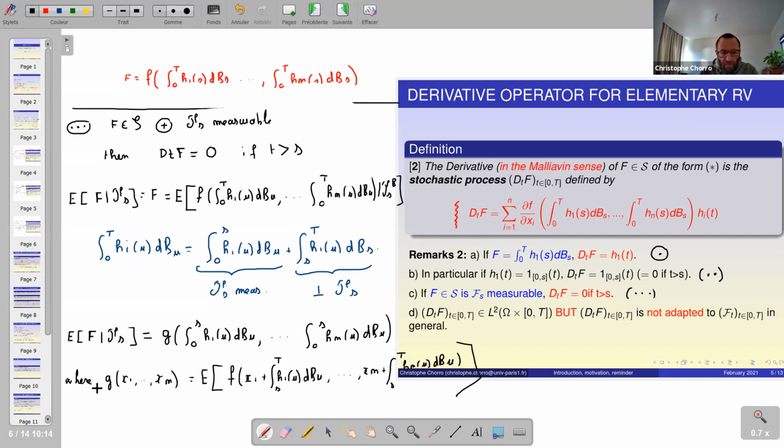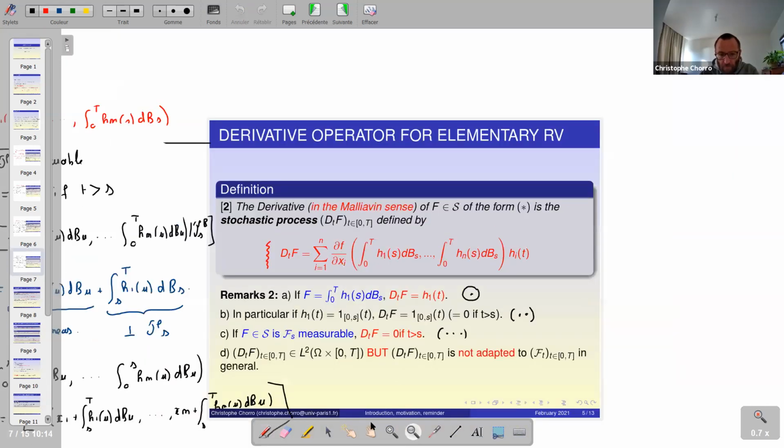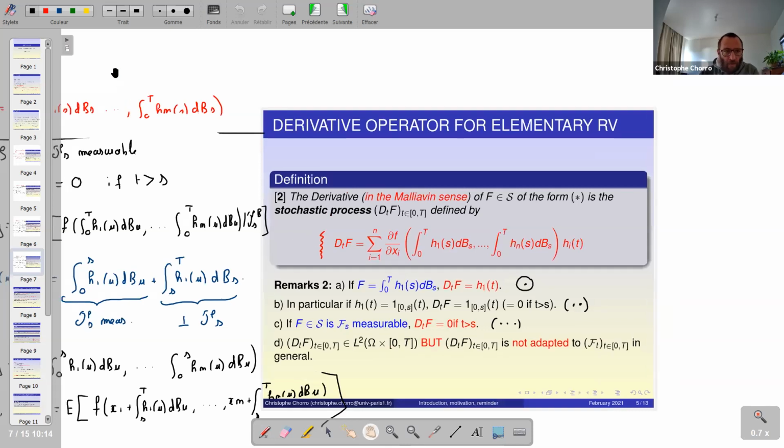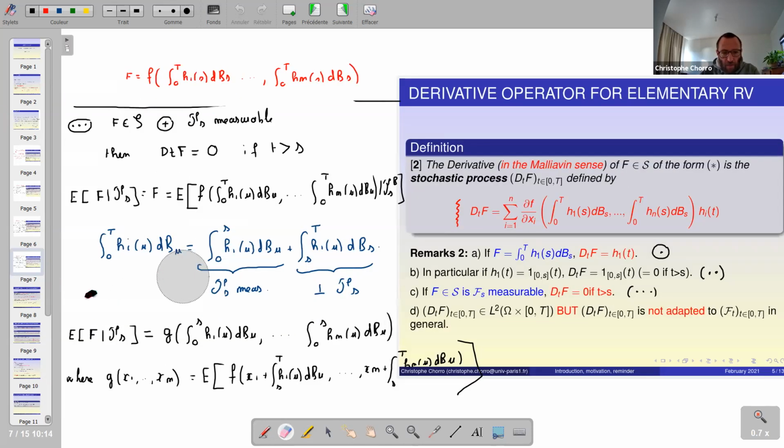So I have this conditional expectation that is given by this mapping of the Wiener integrals, but here my Wiener integrals are no more between 0 and capital T as in the initial definition of F, but are Wiener integrals between 0 and s. So let's duplicate this. I erase what I don't need, so I will keep simply this part here.